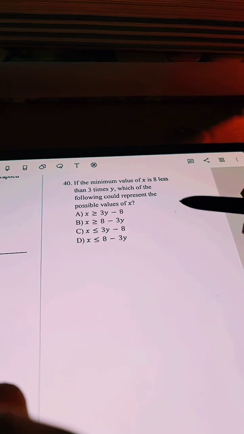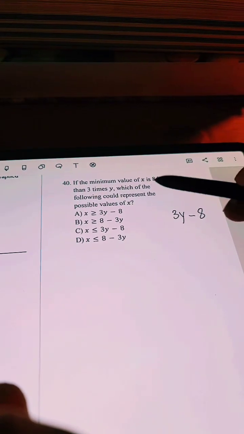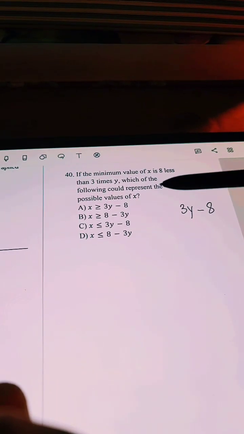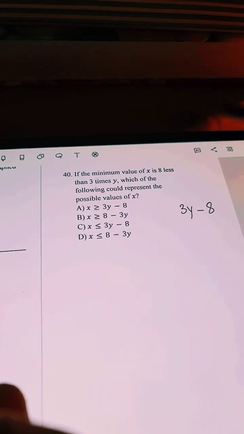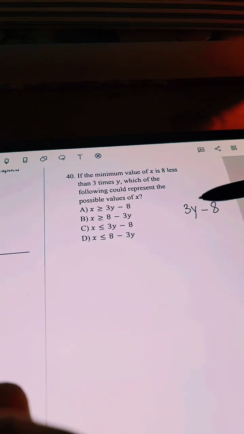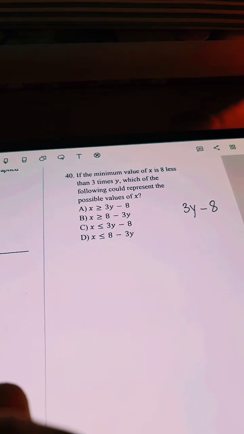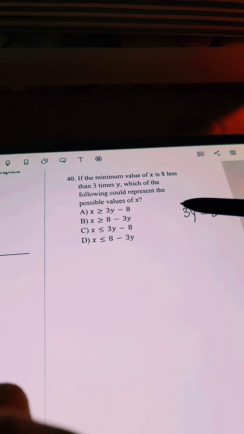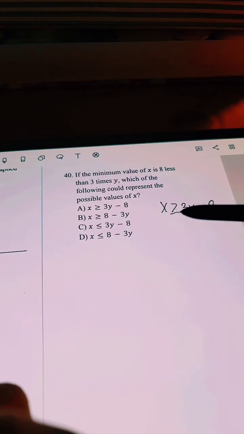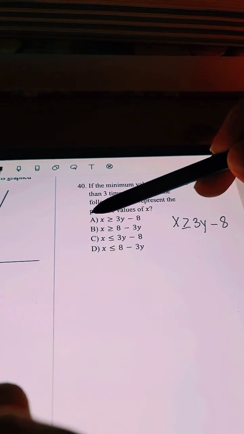So then number 40, if the minimum value of x is 8 less than 3 times y, which of the following could represent the possible values of x? So 3 times y minus 8 would be how you write 8 less than 3 times y. And then just from that, we know it's probably going to be A or C. And then it's saying the minimum value of x. So that means x could be equal to this, or it could be greater. So x could be equal to that or greater would be like this. So it would be A.